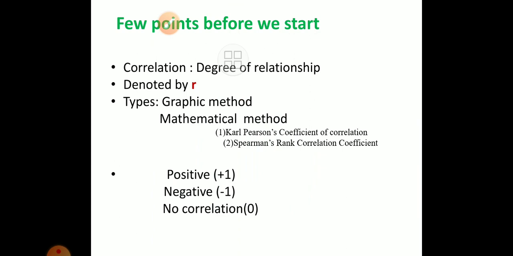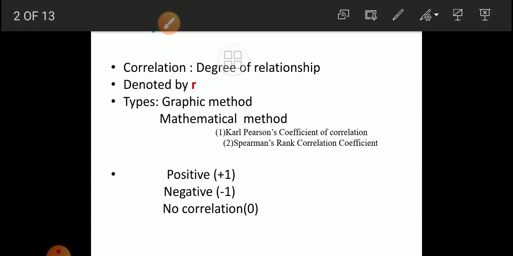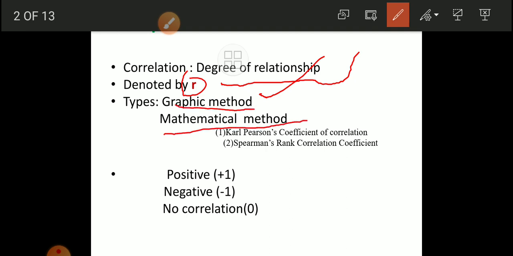Friends, before that we have to remember some points. What is correlation? Correlation is the degree of relationship. It is always denoted by small r. The methodologies used to measure the degree of relationship: first one, as we saw in the last lecture, is the graphical method. Second one is the mathematical method. From that, Karl Pearson coefficient of correlation and Spearman's rank.